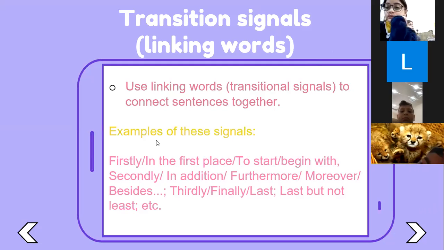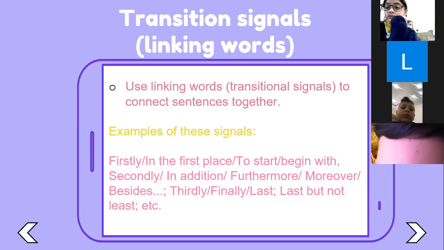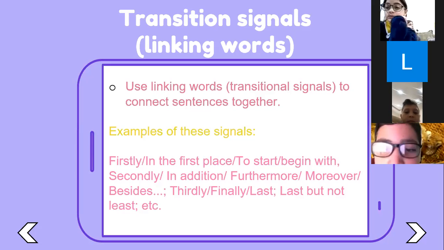Examples of these signals or linking words are first, second, third, next, then, moreover, besides, also, at last, finally, last but not least, secondly, to start with, for example. All of these words help me in writing. They make my paragraph better and they help the reader to understand the information more.